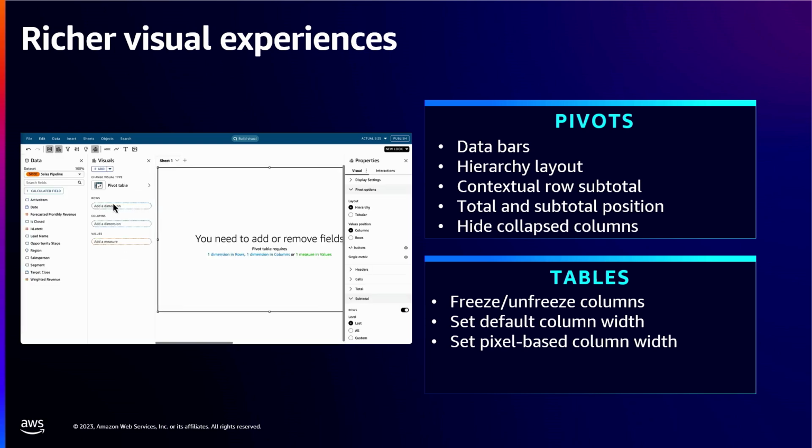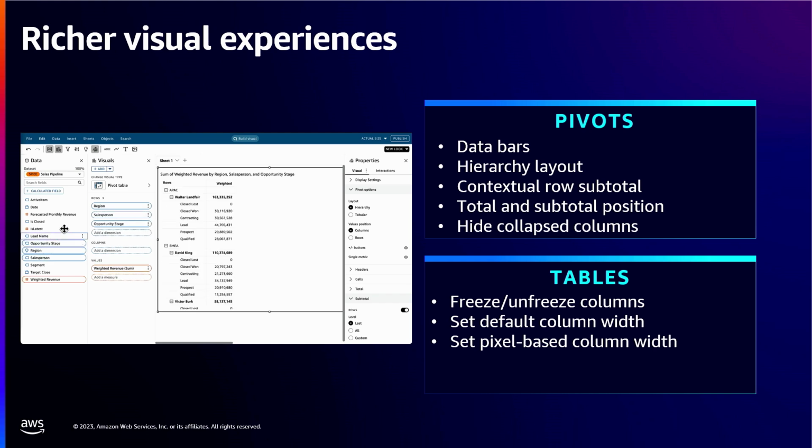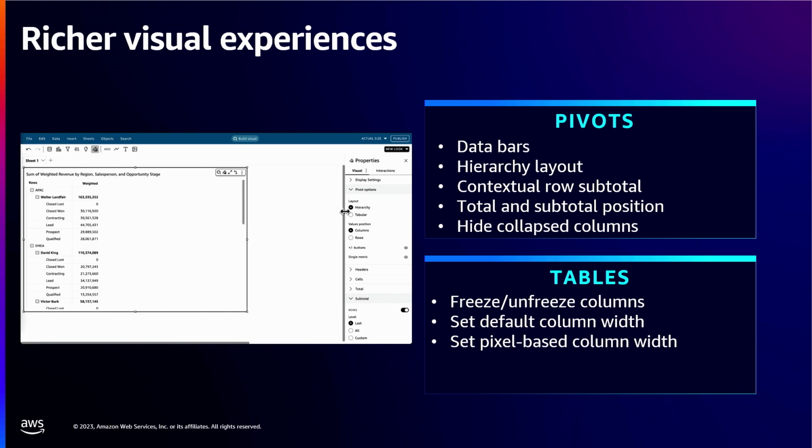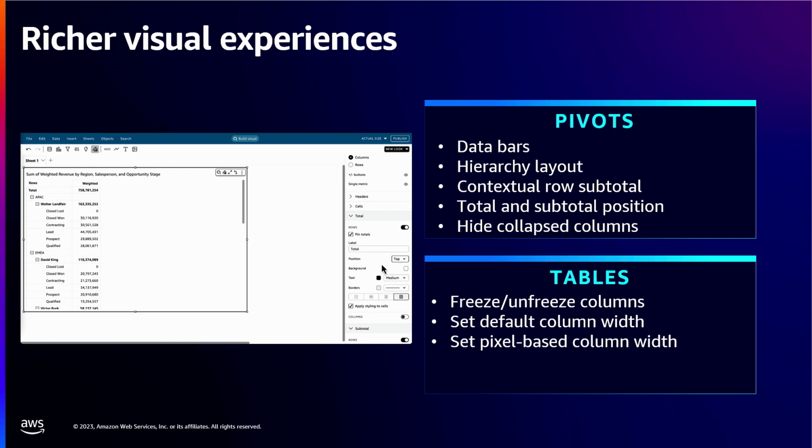So within pivots, obviously pivots and tables are some of the most used visualizations within dashboards. So we want to make it easier for our users to interact with them and consume that data. So we've added data bars. We've changed layout options to grab a hierarchy layout, which allows you to hide and collapse columns. We've also added contextual row subtotals.